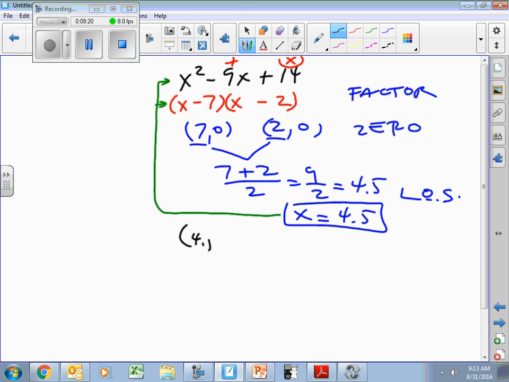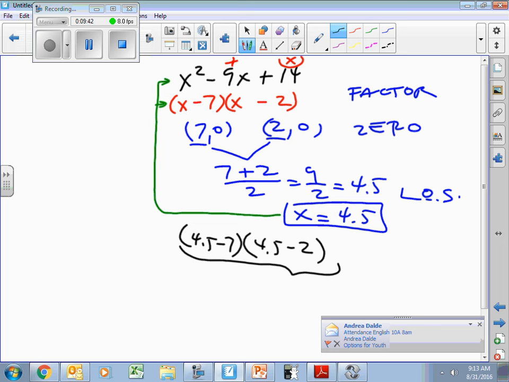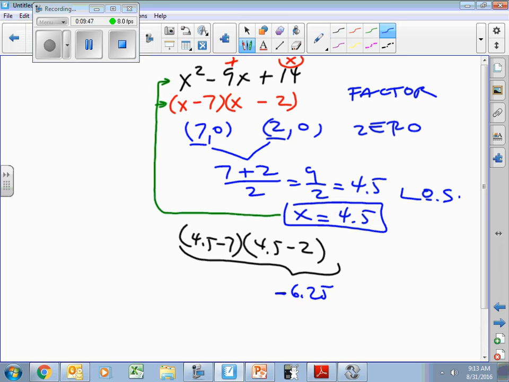4.5 minus 7, 4.5. What is it? Minus 2. Minus 2. The whole thing. You got a negative who? Negative 6.25. I need someone to confirm that answer. Yeah, I got that. Okay. The vertex has to be an ordered pair. What is the x? The 4.5.